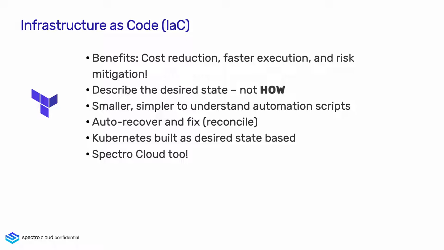One of the more popular infrastructure as code tools is HashiCorp Terraform. What sets Terraform apart from other DevOps tools is its declarative approach to management. In Terraform, you describe the high-level plan of what the desired state should be, as opposed to describing the details on how to do things. Kubernetes is also built on the same fundamentals, as is the Spectro Cloud platform.